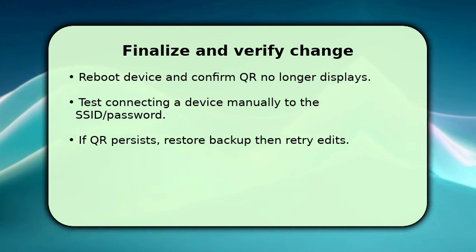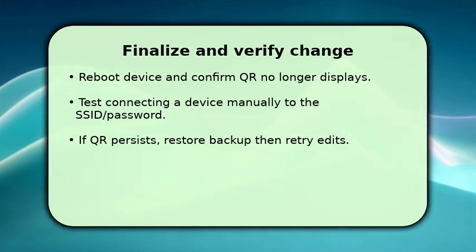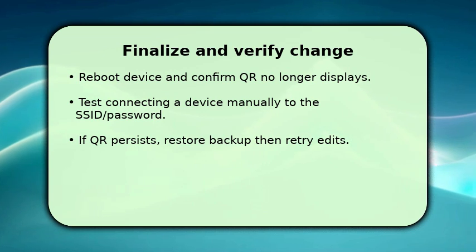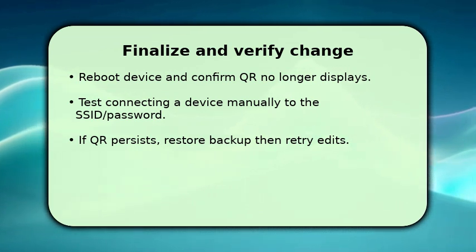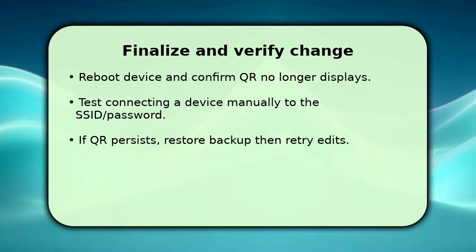If the QR code still appears, restore your backup to return to a known state. Then repeat the edit steps more carefully. Check for hidden share profiles or companion apps that may re-enable QR generation and remove those too.